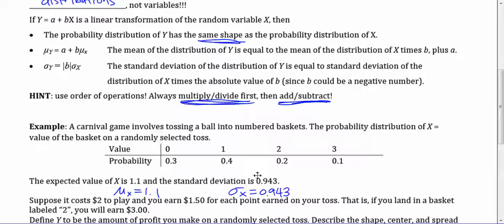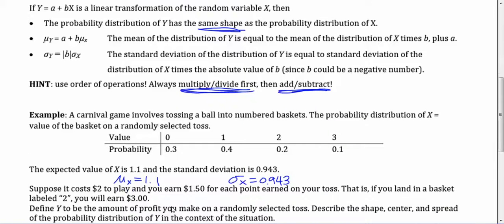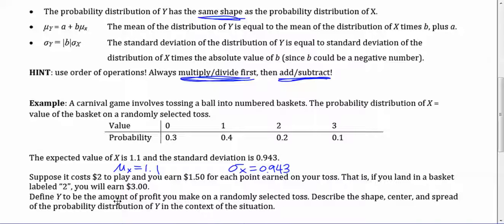Now, suppose that it costs $2 to play every time you play, for every ball that you toss, and you're going to earn $1.50 for every point that you earn. So if you throw it and land in a basket that's 2, you're going to earn $3, because 2 points times $1.50 is $3. Now, I'm going to define a variable y to be the amount of profit.